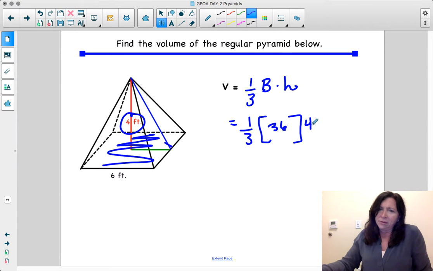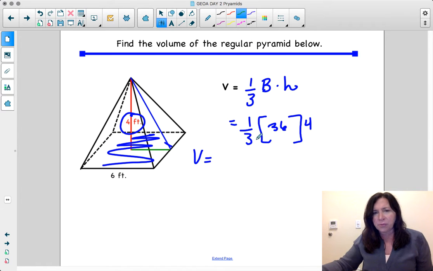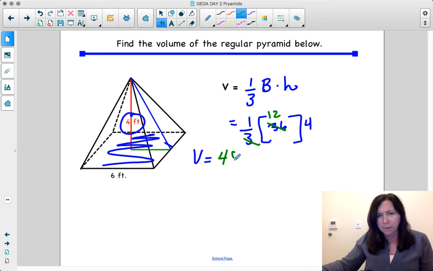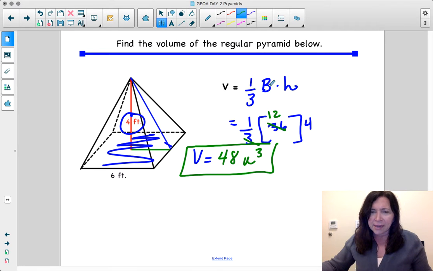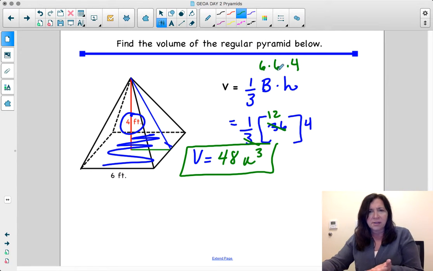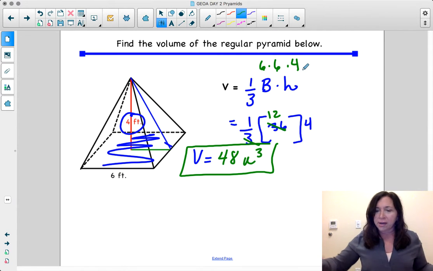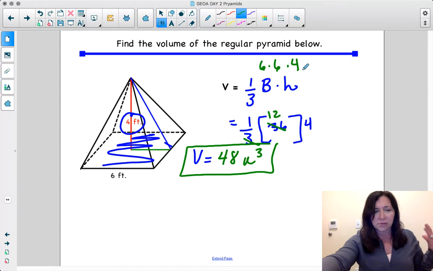So this is actually not awful, right? Volume is equal to, I'm going to divide my 3 into 36. I get 12. 12 times 4, 48 units cubed. Now keep in mind, volume is always units cubed. And the reason being, remember, this is my base. My base would be 6 times 6 times my height, which is 4. So see, that's unit times unit times unit, so that's unit cubed. Whereas whenever I'm talking about area, that's going to be unit squared.